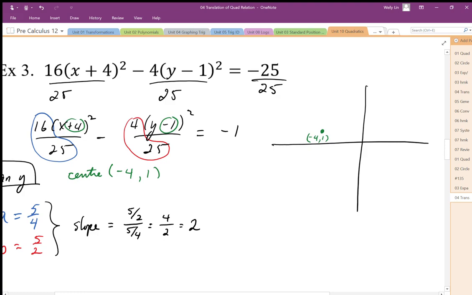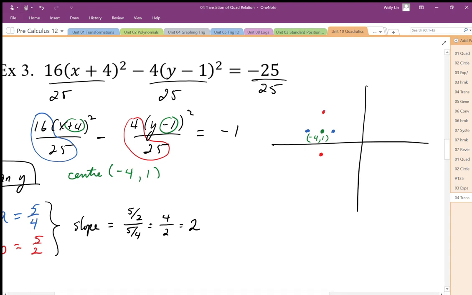Okay, my a value along the x-axis is going to be 1 and 1/4, so maybe somewhere around there. My b value is going to be 2.5, so it's going to be up here. So 1 and 1/4, 2.5. So it's going to be twice as tall as it is wide. Okay, so maybe I'm just going to stretch it out a little bit more there.